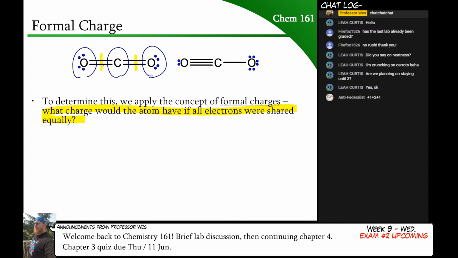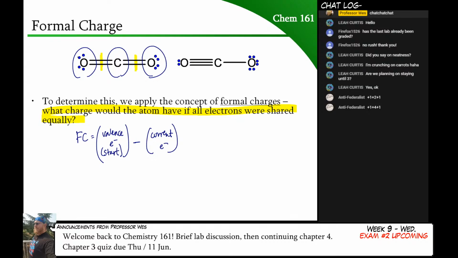And so the way that this works is to calculate formal charge, we do valence electrons at the start minus how many electrons the atom we have circled currently has. And we're going to retain the sign, not return the sign. That doesn't make any sense.